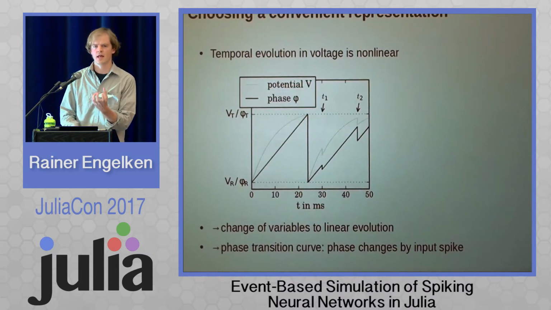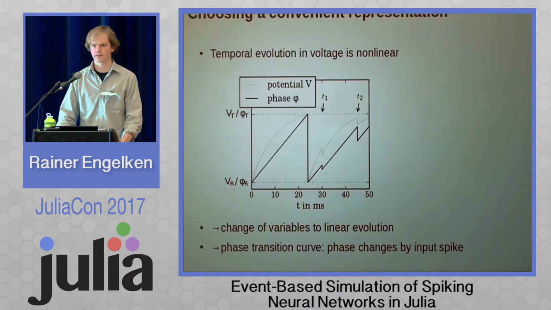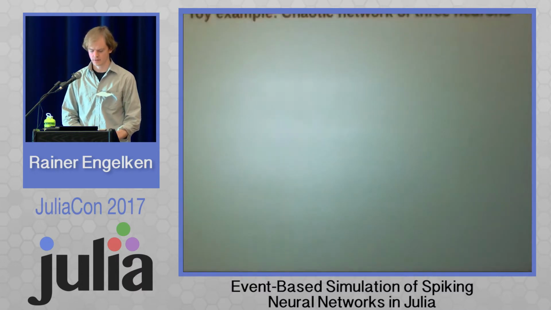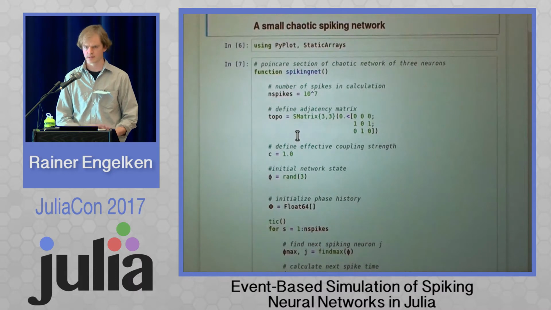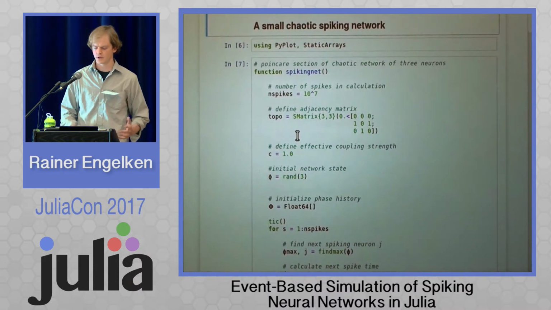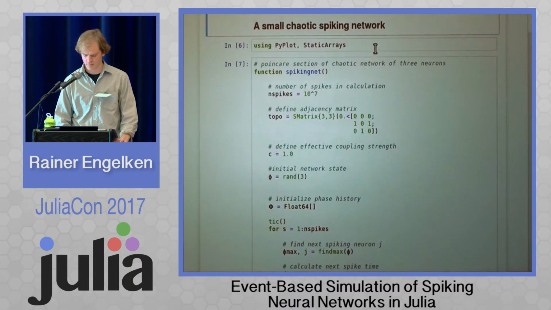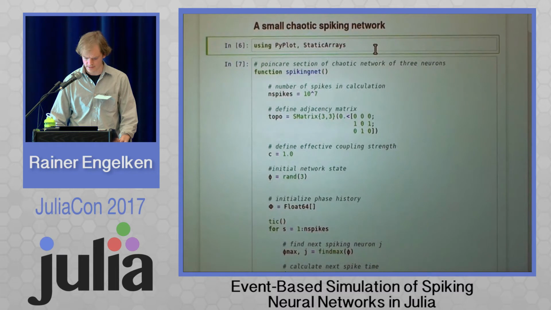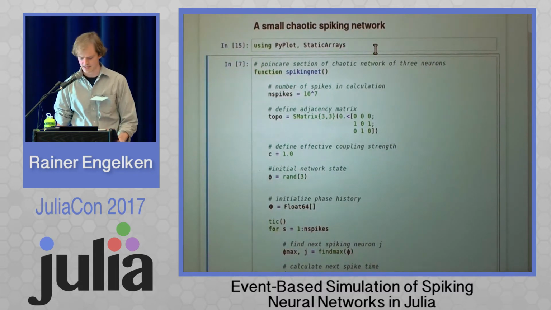It tells a neuron, as a function of its phase, how it should change its phase if it's receiving an external input. All right? So I'll just quickly show you this in a toy example of the most simple chaotic neural network we can think of. It's a network consisting of 3 neurons. So I import the plotting libraries and static arrays because it's so small. Makes sense to use static arrays.